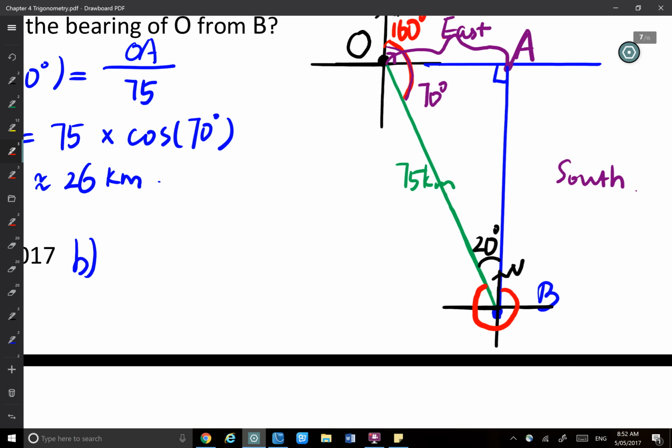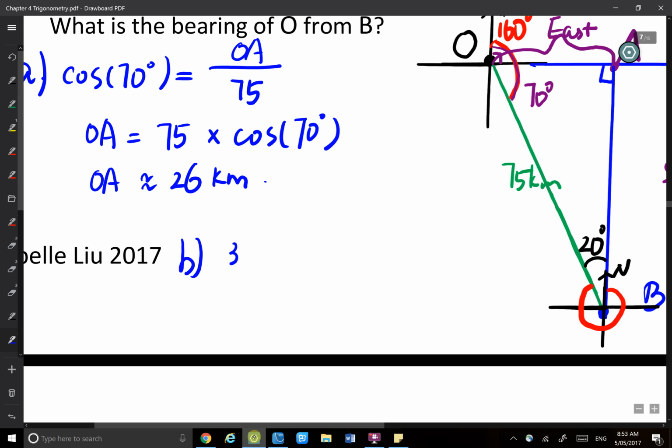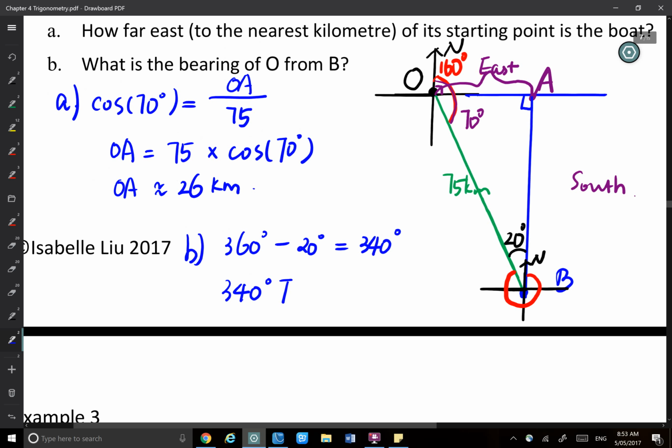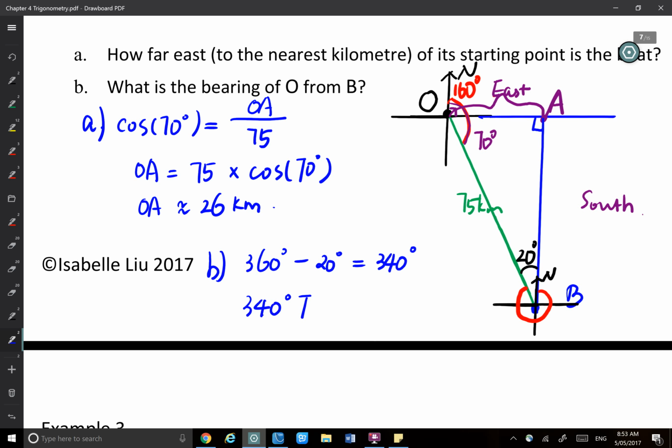Then you have the small angle here, which is 20 degrees. You have worked that out before because that's a right angle triangle, 70, 20. Here is 20 degrees. Then 360 subtract 20 will give you the bearing. So 360 degrees subtract 20 degrees gives you 340 degrees, 340 degrees true. The diagram is very important. You need to draw a reasonably good diagram.